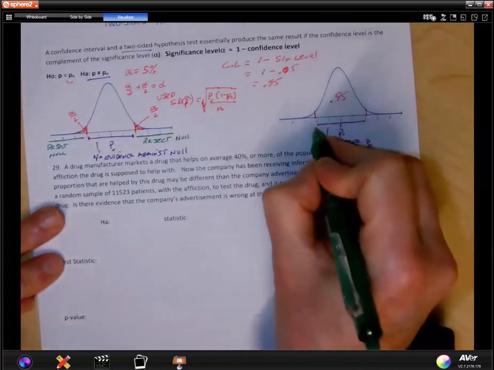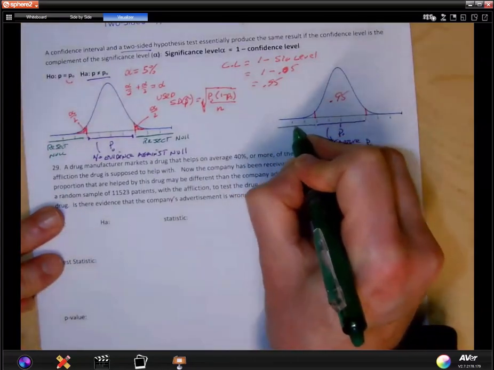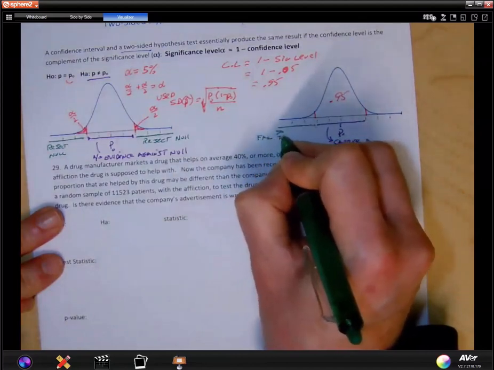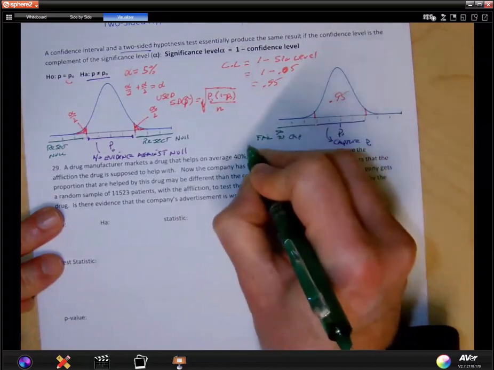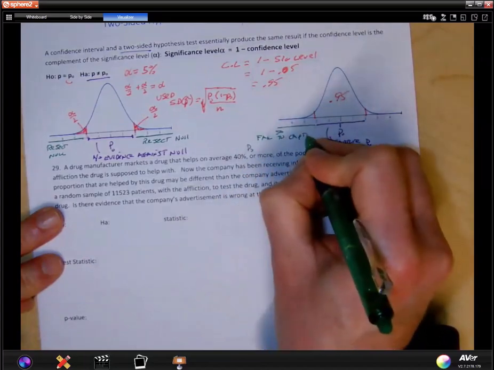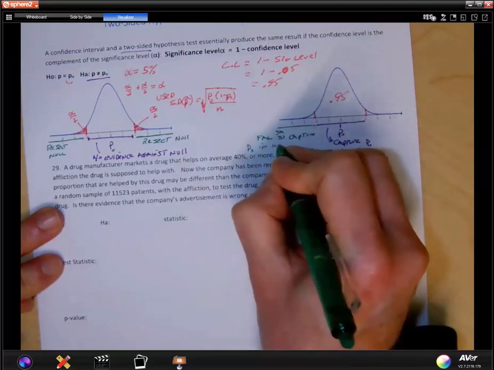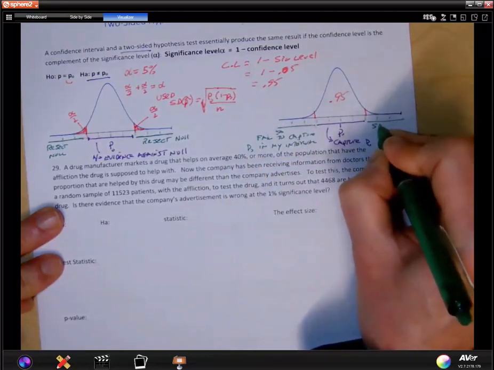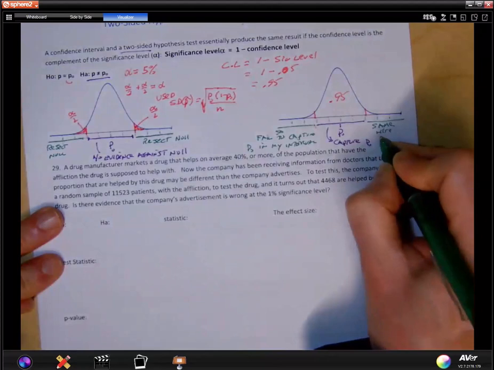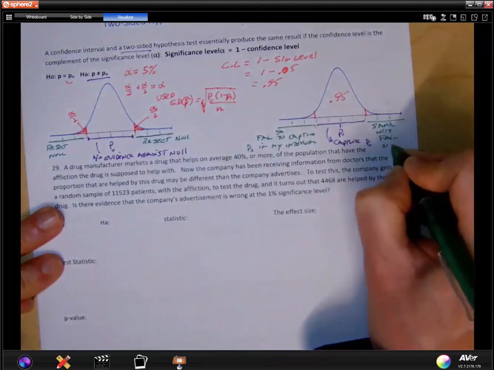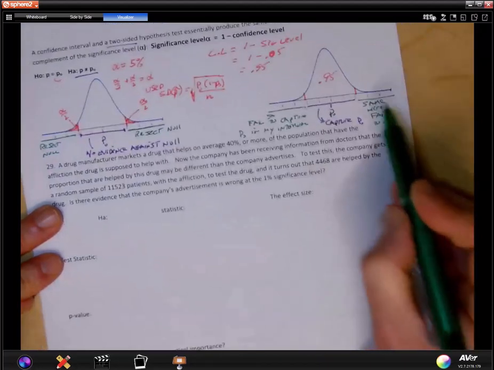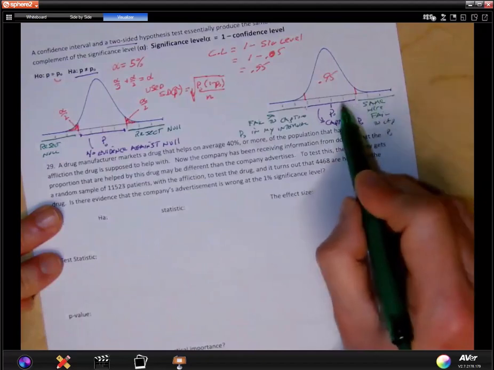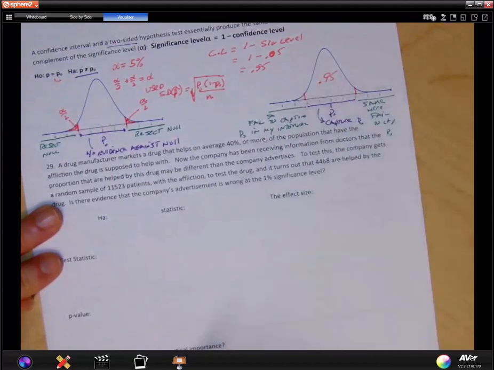But if I land out here, what happens? I will fail to capture p naught in my interval. And same thing here. I fail to capture p naught. So here and here, if I have my p-hat value, when I extend, it will not capture the null value.